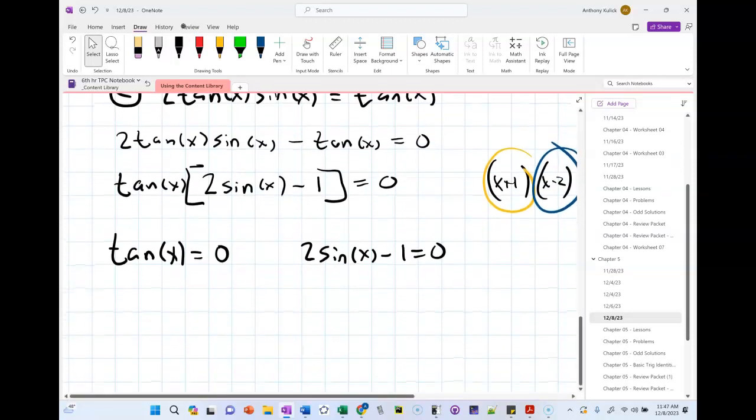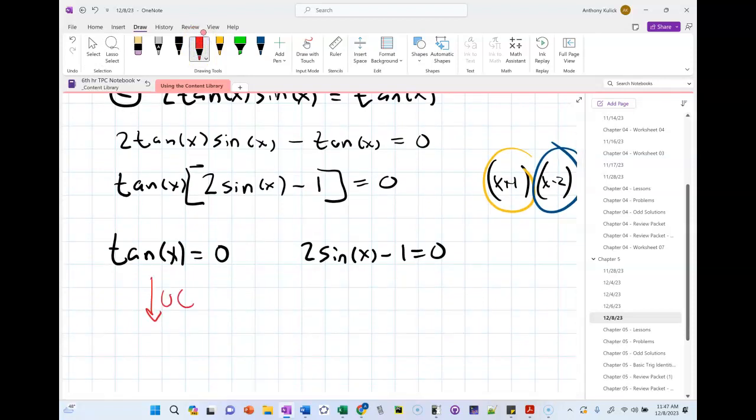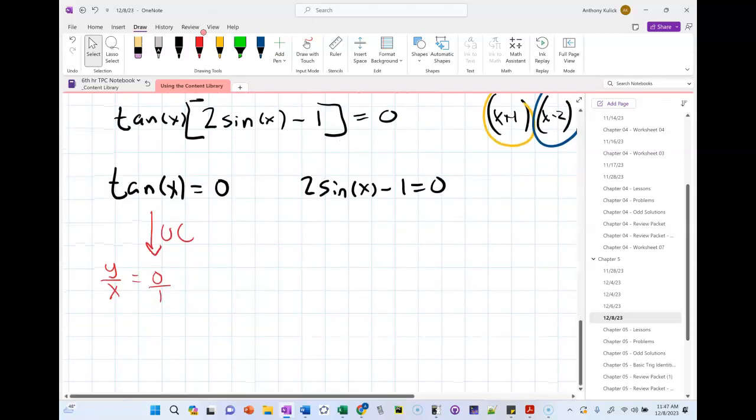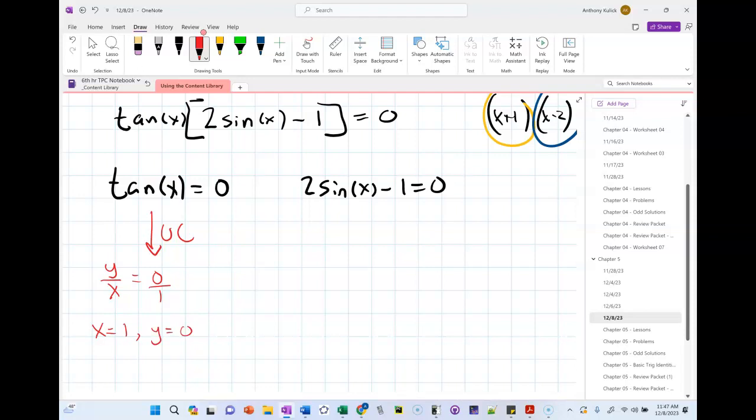All right. Now this first piece is ready to go to the unit circle because we just have a single trig function. Again, tangent is y over x, and that has to equal 0. Can we write 0 as a fraction? Sure you can, right? Not 0 over 0, that's indeterminate. 0 over, I would use 1, because now you're looking for x equals 1, y equals 0 on the unit circle.